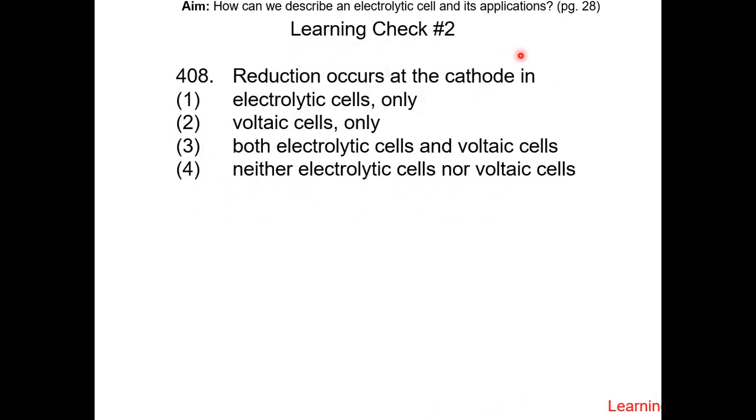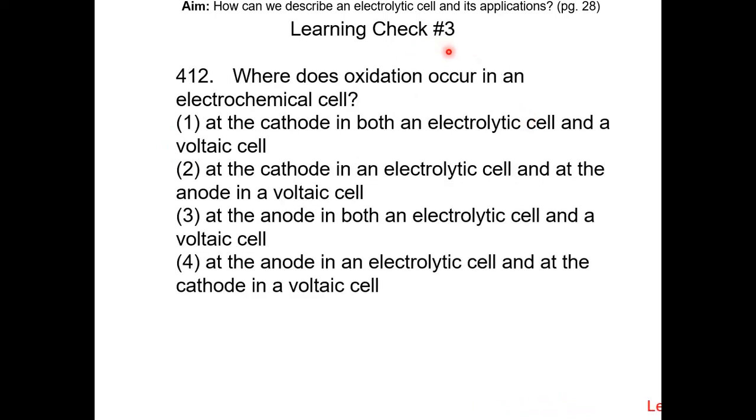Learning check number 2. Reduction occurs at the cathode in what? Pause the video, resume when completed. The answer is choice 3, both electrolytic and Voltaic cells. Learning check number 3. Where does oxidation occur in an electrochemical cell? Pause the video, resume when completed. Oxidation occurs at the anode in both electrolytic and Voltaic cells. The answer is choice 3.